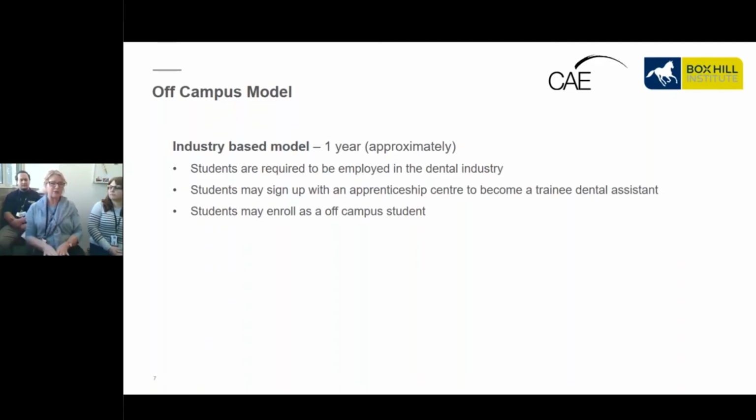So that's another model. If you do have a job and you don't want to come to our on-campus cohort, we can deliver it to you online, and as I said, we come out to your industry 3 or 4 times over the duration. But you must be employed to have that option, and you may or may not be signed up with an apprenticeship centre, so that would depend on your employer. That means you would be enrolled as an off-campus student, but we can answer any questions if you have got a job already, a little bit later.